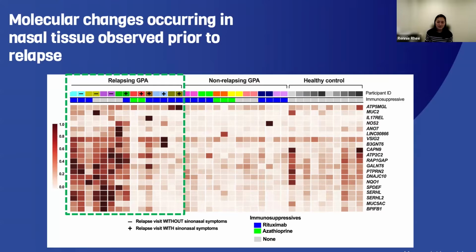So really, really interesting findings. It's a small number of patients, so it's hard to make any kind of conclusive comments about this, but it was like a carrot on a stick for us to keep pursuing this. And perhaps there's something really important going on in that upper airway that could give us clues into why people are relapsing with GPA.